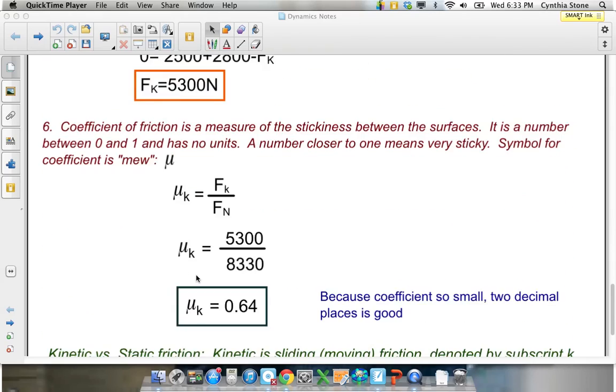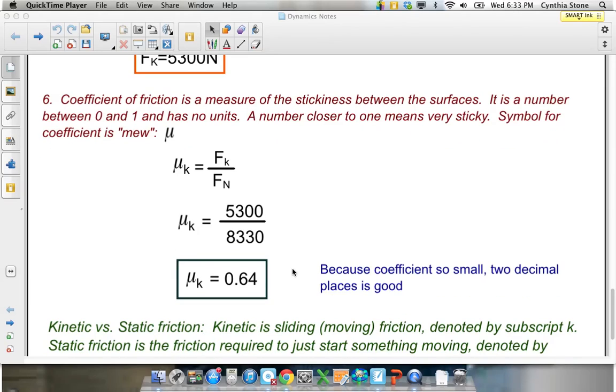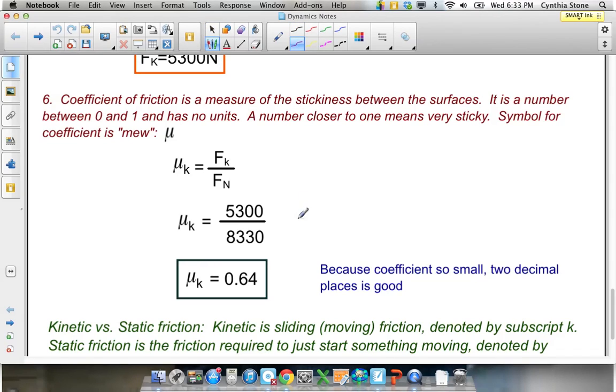Last but not least is looking for the coefficient of friction. The coefficient of friction is a measure of stickiness between the surfaces. It's that number between 0 and 1 that has no units. Remember mu? A high number means it's sticky. The formula for it is friction force divided by normal force. We know those things already, and it ends up being 0.64, which I know is a good answer. I'll put a check mark on that. Good work, because it's between 0 and 1.